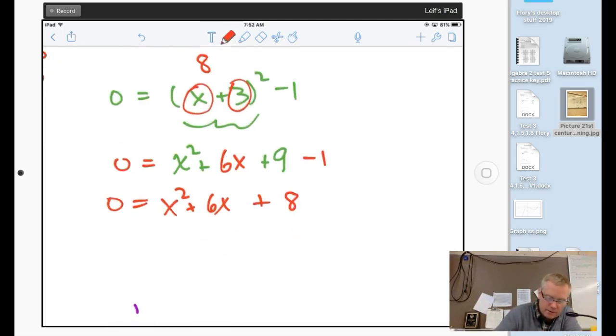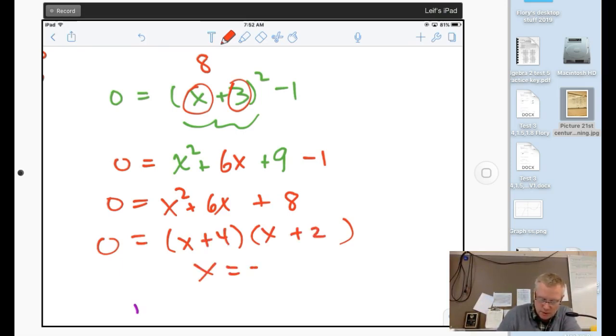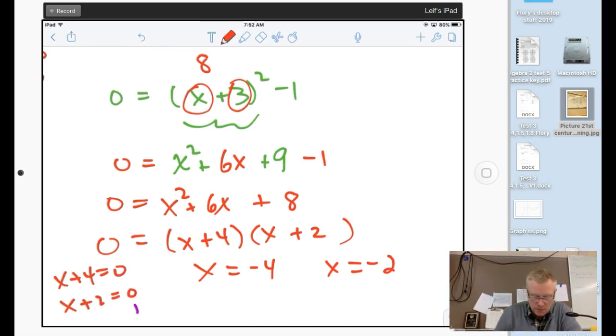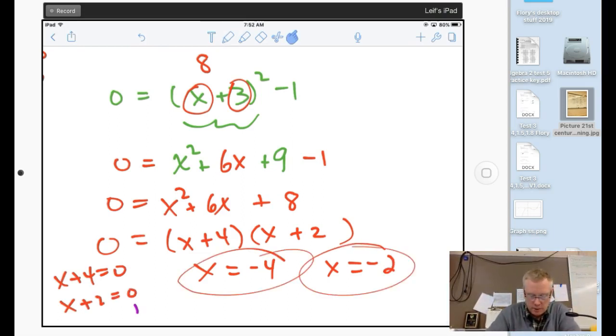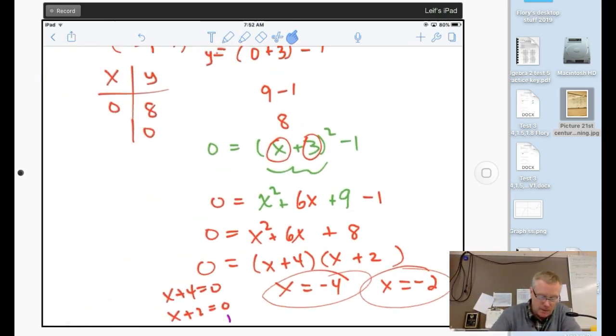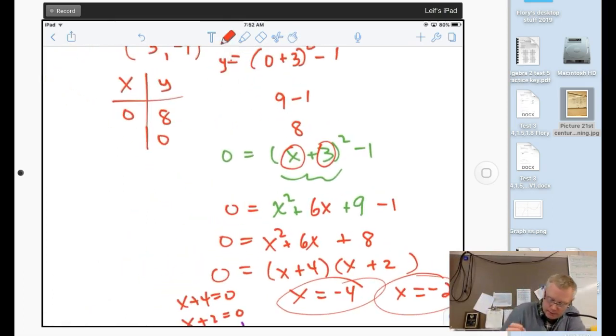Now I can factor this. That's a piece of cake to factor, because things that multiply to 8 and add up to 6 are 4 and 2, which means my x-intercepts are x equals -4 and x equals -2, because I could have gone x plus 4 equals 0 and x plus 2 equals 0. Solve those two things and get -4, -2. All right, so now I got that.